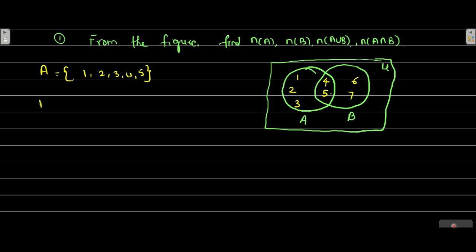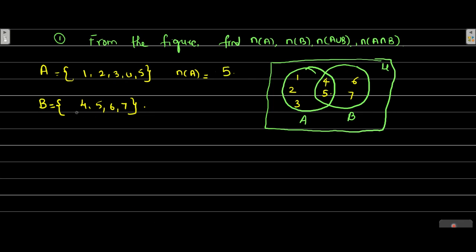Similarly, in order to write the set B, how do we write it? We will write all the elements of set B, that is 6, 7 and including these values 4 and 5. So, it is 4, 5, 6 and 7. Now, n of A is nothing but the number of elements in set A, that is, as you can see, it is not 4, it is 5. 1, 2, 3, 4 and 5. Totally, the number of elements in set A is 5.